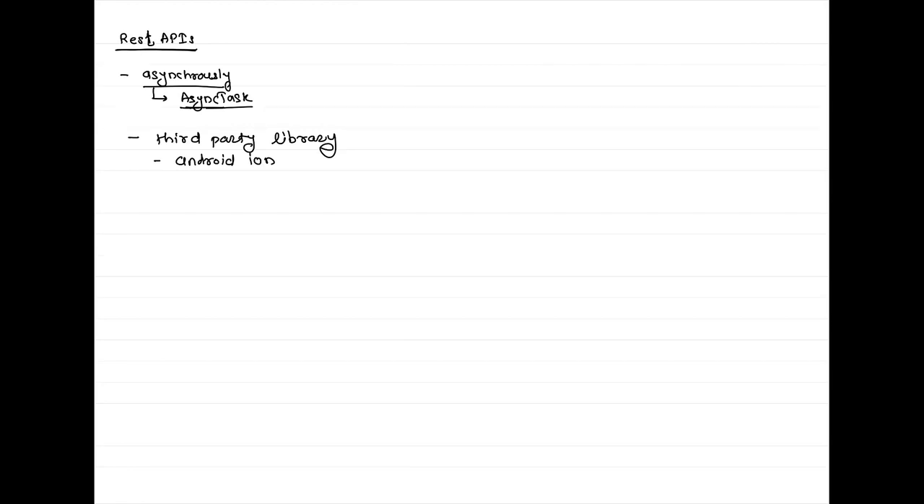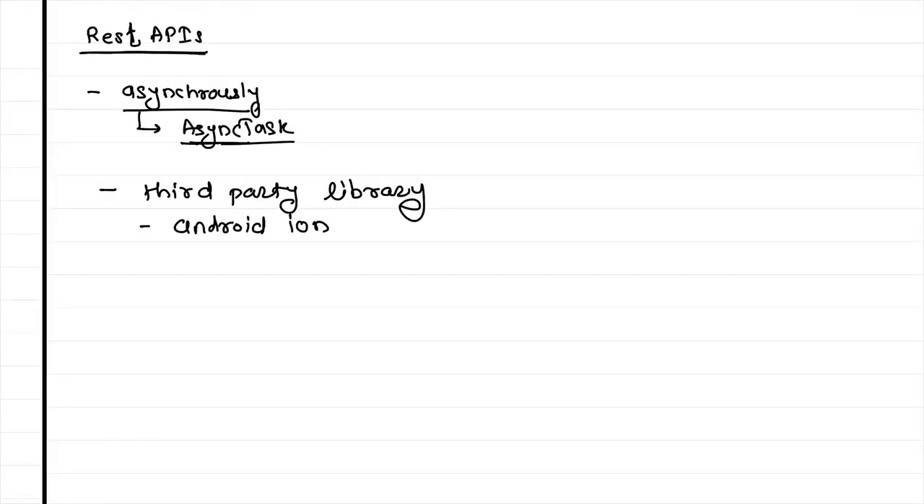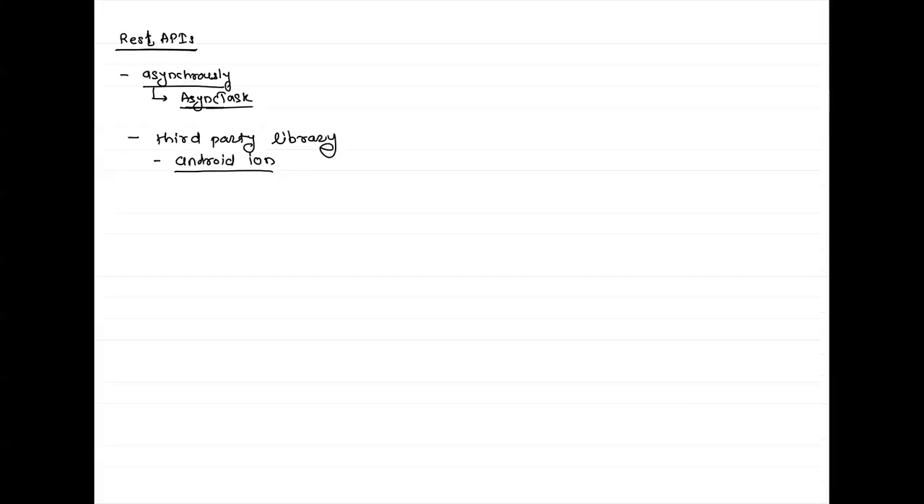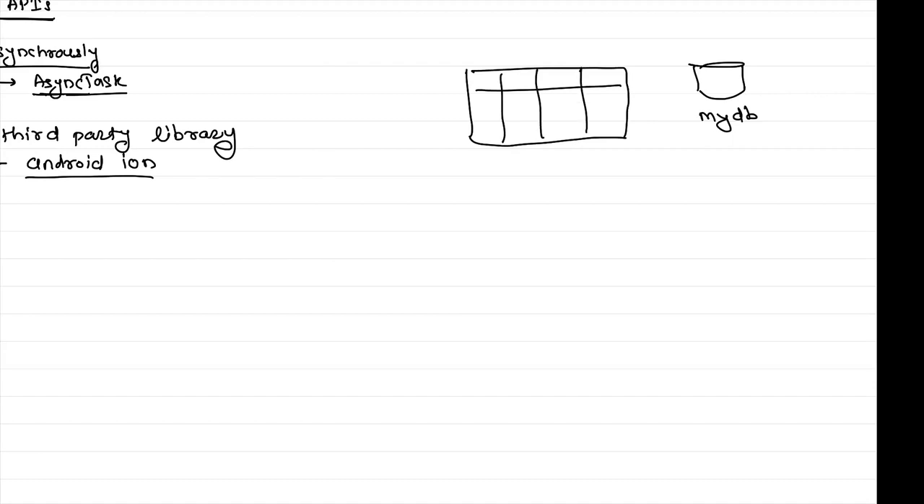This is the consuming REST API part, where we are using a third-party library called Android Ion. This is the one that we have decided to use. To use it, we are going to create a simple application. The application would go like this. There'll be a database as usual. This is MySQL, not SQLite. This is MyDB, and right inside this MyDB there will be at least a couple of tables. Maybe a product table, user table, and so on and so forth.